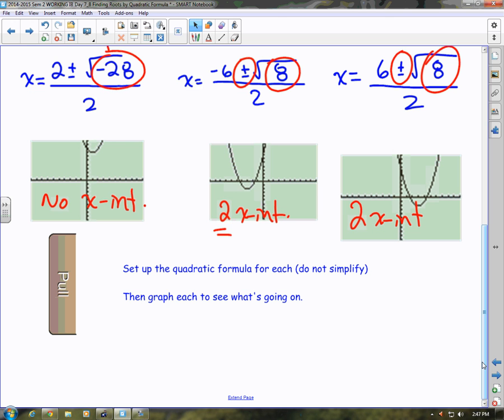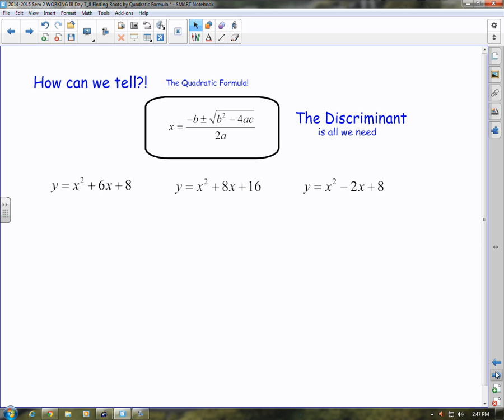Excellent question. So the question was, how can you tell if there's only going to be one x-intercept? Well, it still comes down to that number underneath there. And let me check the next slide. How can we tell if there's going to be 0 or 1 or 2? Okay, and the word is, it's called the discriminant.